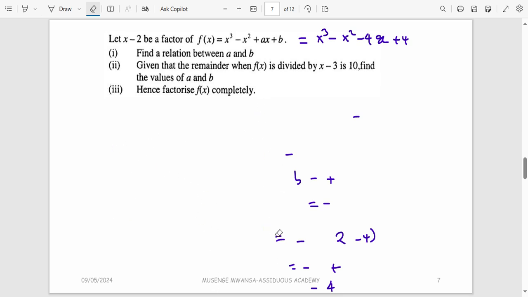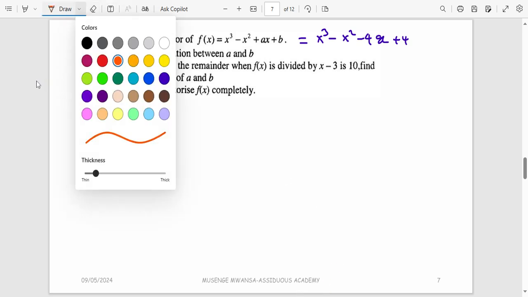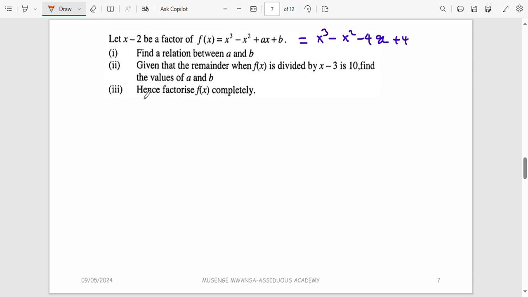The synthetic is also way easy, and I advise you to use it. Hence factorize completely, not just factorizing but completely. Remember, x minus 2 is a factor, so that gave us x is equal to what? 2. Okay, we'll do this.